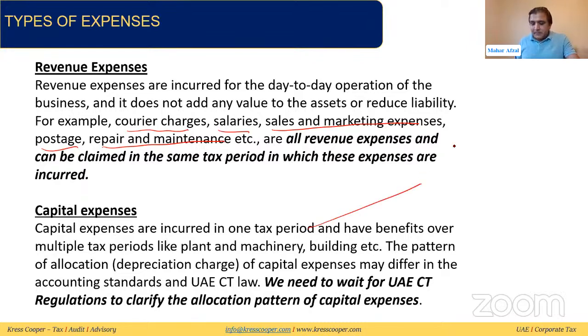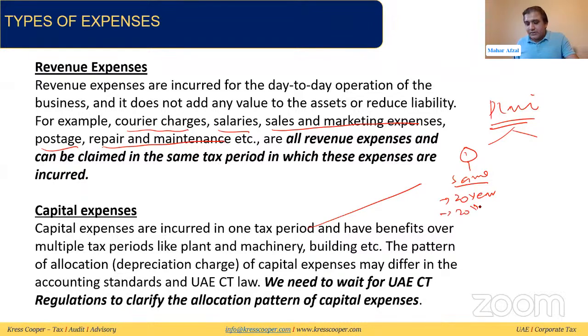If you have bought plant and machinery for business purposes, there are two possibilities. First possibility is the pattern of allocation is the same. Accounting standards allow us to charge this plant and machinery over a period of 20 years, and the tax law says the same thing, 20 years. If the pattern of allocation is the same, then my accounting depreciation will be equal to my tax depreciation.